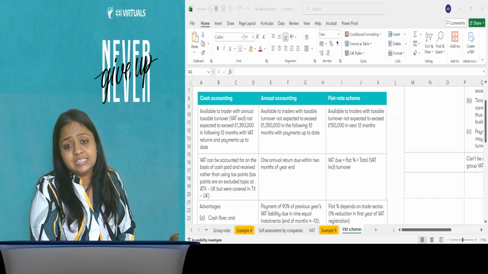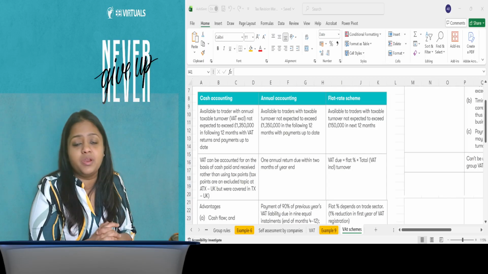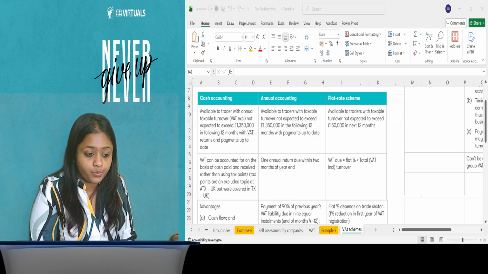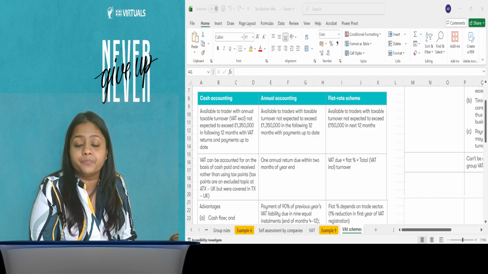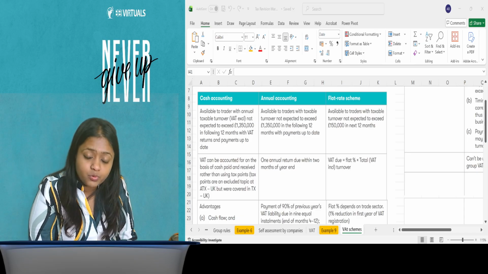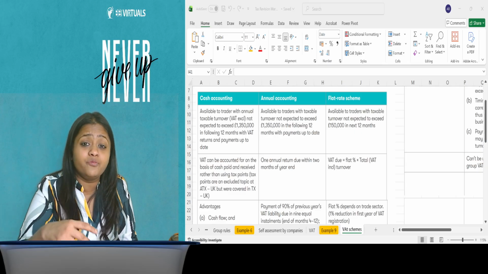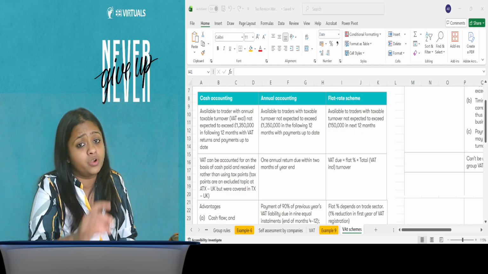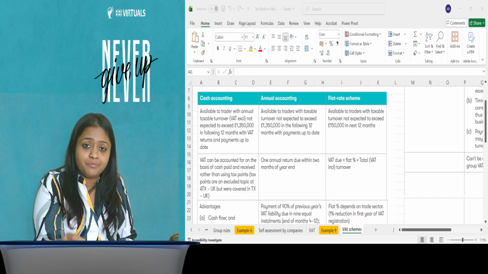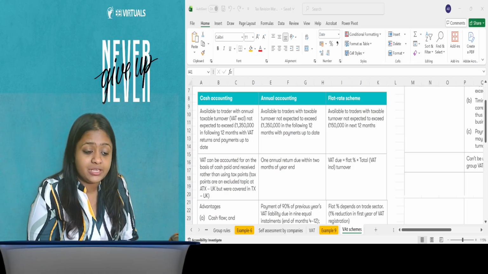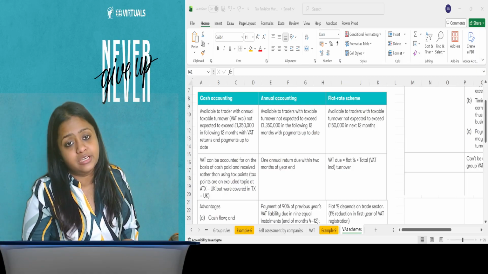Now, last is the flat rate scheme, which is very popular for your exams, where we see the VAT exclusive turnover. The turnover excluding VAT is not expected to exceed 150,000. So they are very, very small traders. In the next 12 months, the VAT exclusive turnover is not expected to exceed 150,000. Only then can that trader join the scheme.